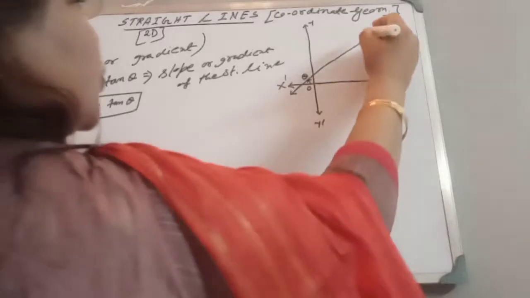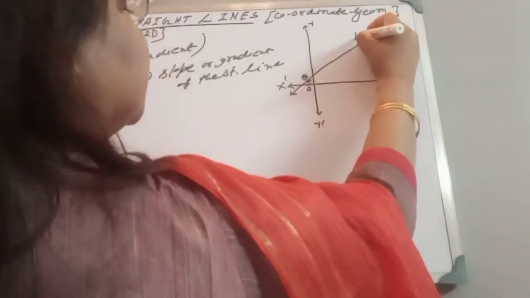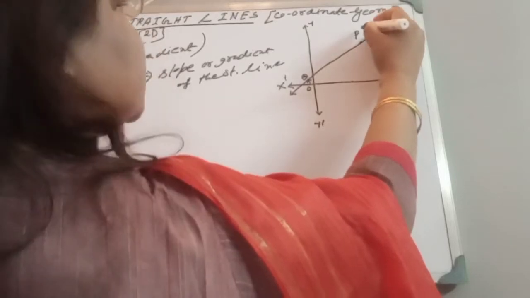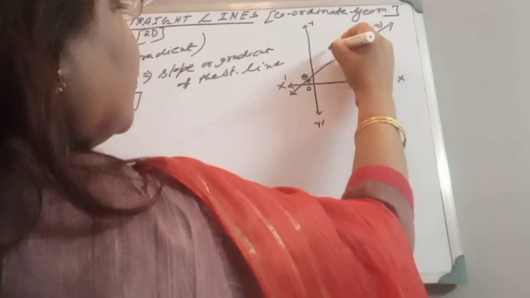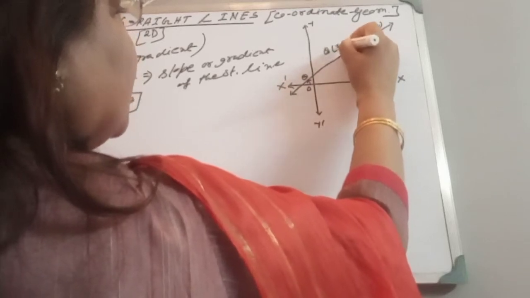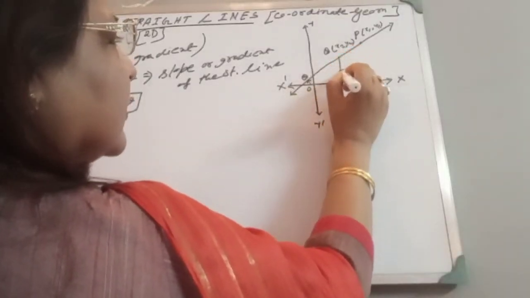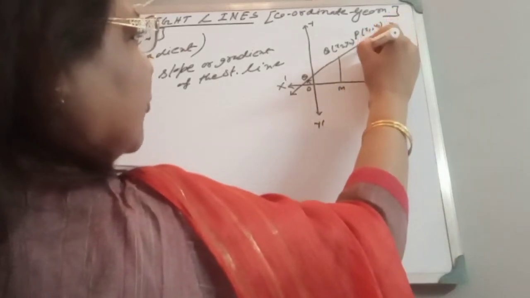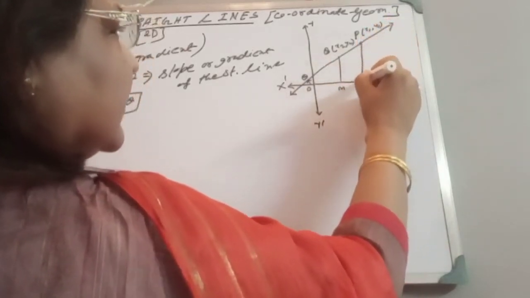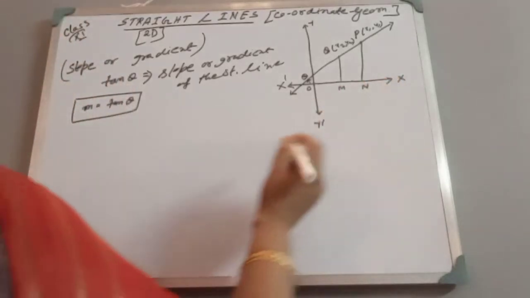And let us take 2 points. One is P, another is Q. Say P has coordinates x1, y1. Another point take as Q on the straight line with the coordinates x2, y2. Now from the point Q, draw a perpendicular QM, and from the point P, draw another perpendicular, that is PN. Okay.